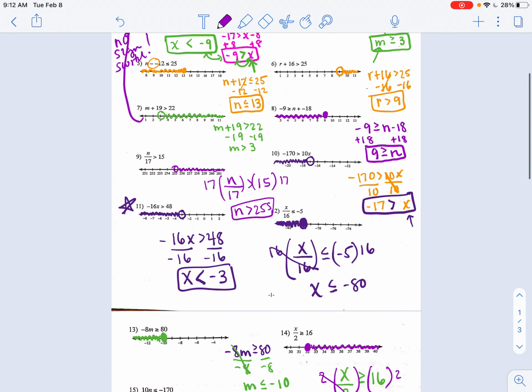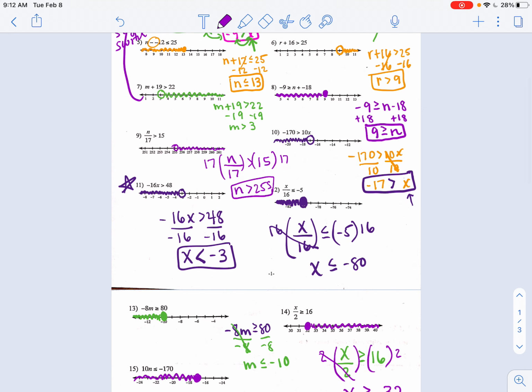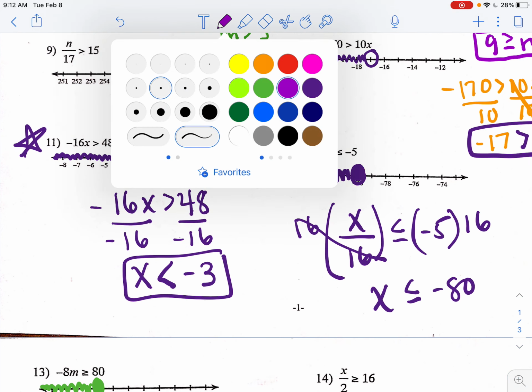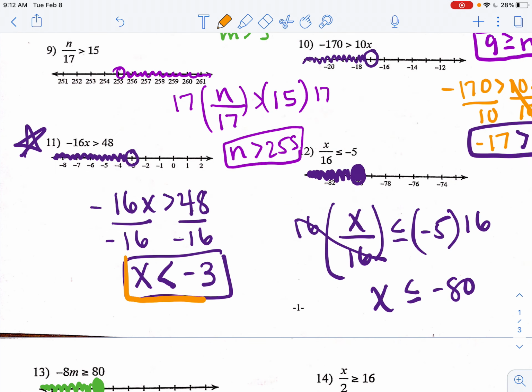Okay. So some last minute thoughts about these. Be sure you watch for the sign switch. And also please understand that your answer is a bunch of stuff. The answer is the statement along with the right graph. And you have to make sure you mark the correct number. You have to be sure you get either the open or closed circle right. And then you have to be sure you shade the correct direction. So there's lots of pieces that go into having a correct answer.